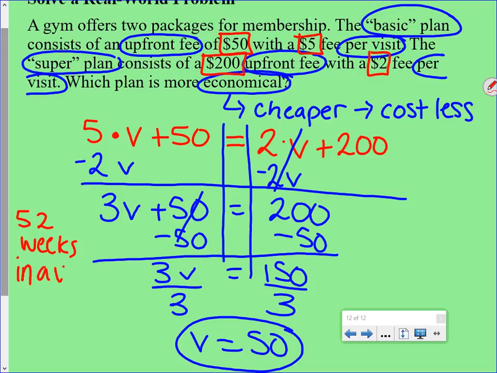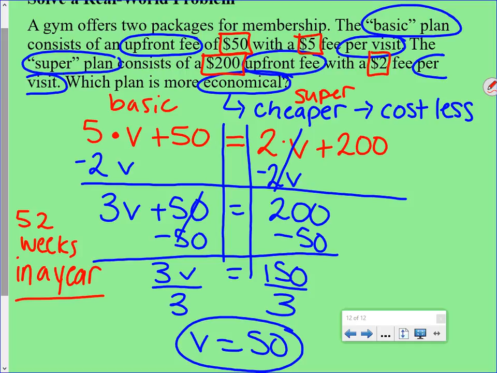So if you wanted to go only one time per week, either one of these plans, the basic plan or the super plan, would be good. They would be equal cost. However, if you were planning on going more than 50 times, which plan would be cheaper?